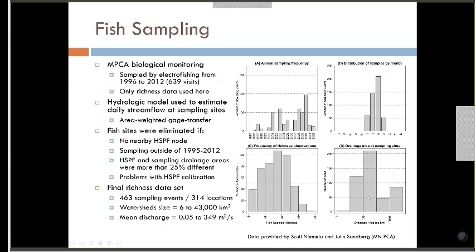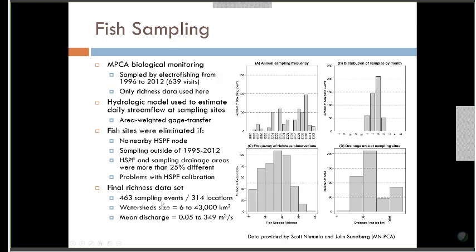And we eliminated those sites because of maybe not a perfect match between the HSPF models and the fish sites. So when our data set was finally in place, we had over 450 sampling events at more than 300 locations. And these locations range over 4 orders of magnitude of watershed size, and an enormous range of discharge as well.